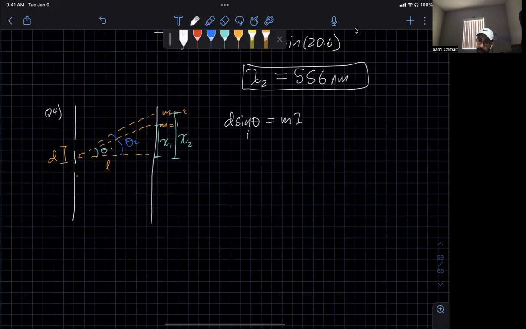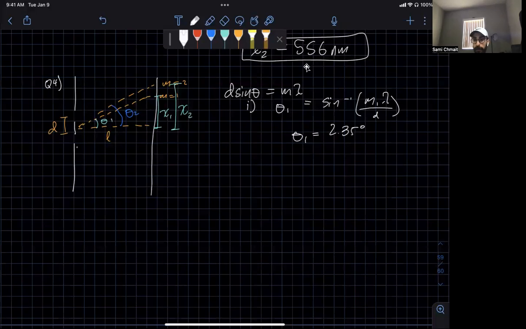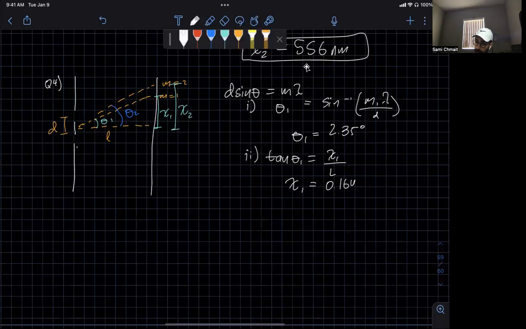Plug in our first situation. Let's get theta 1 to one side. We're going to be running that sine inverse function, m1 lambda over that d constant. Theta 1 is equal to 2.35 degrees. Okay, we know what the angle is. Therefore, we can solve for x1 because we can run the tan function. So the tan function for theta 1 is equal to x1 over L. So we plug in theta, we just solve for that. x1 is going to be equal to 0.164 meters.